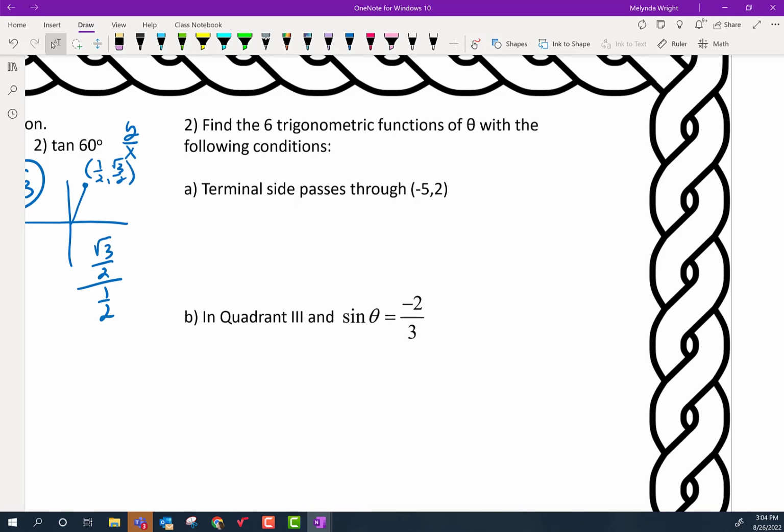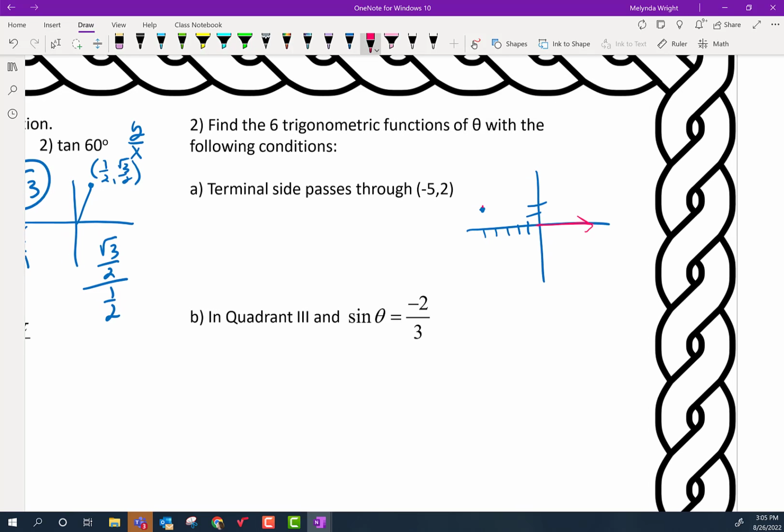Terminal side passes through negative 5, 2. Okay, let's draw that. So negative 5, 1, 2, 3, 4, 5, 1, 2. So I got a point there. Let's remind ourselves what terminal side means. So if you recall, this is the initial side, right? The initial side is on the x-axis, and they're calling this the terminal side.